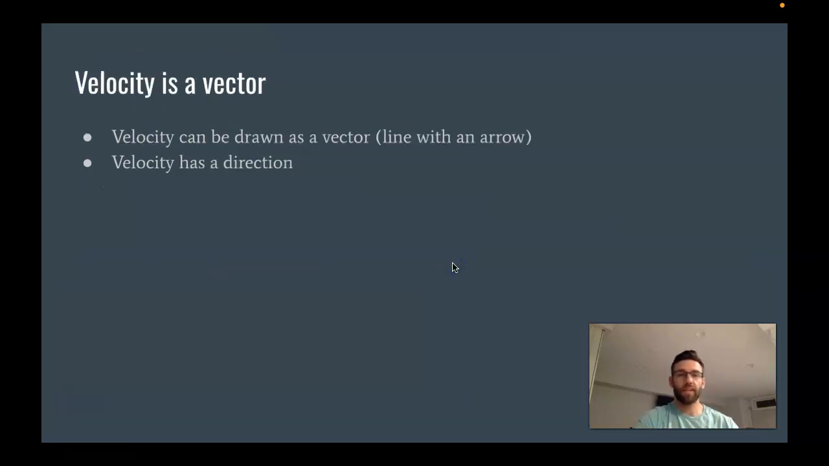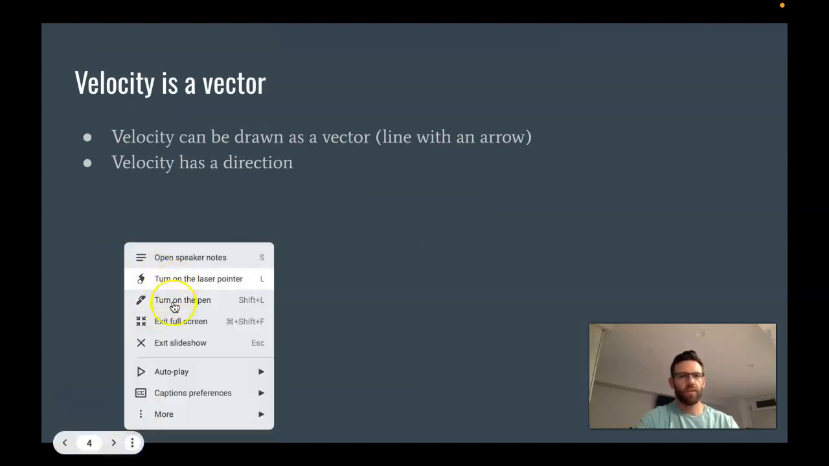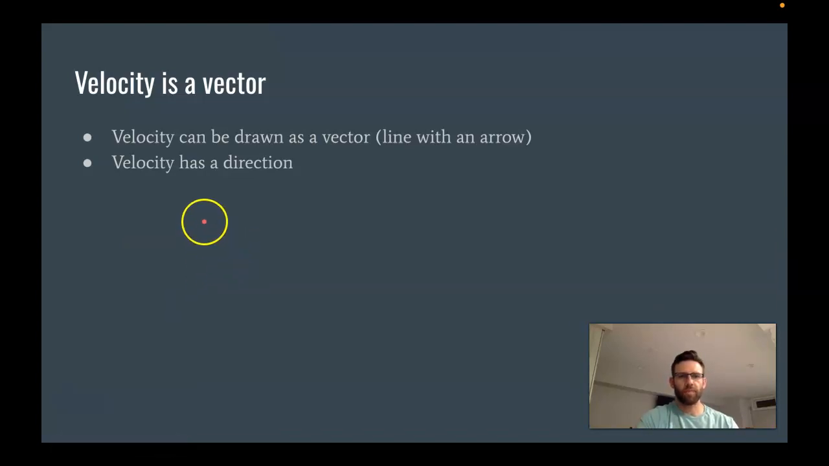So velocity is a vector. It can be drawn as a vector, which is a line with an arrow, and it has a direction. So if I were just to give a few examples, remember a vector is just a line with an arrow. So if I had an object moving at 5 meters per second, I could write 5. I could even be clear about the units here, and I could say 5 meters per second. All right, and this one is going to the right.